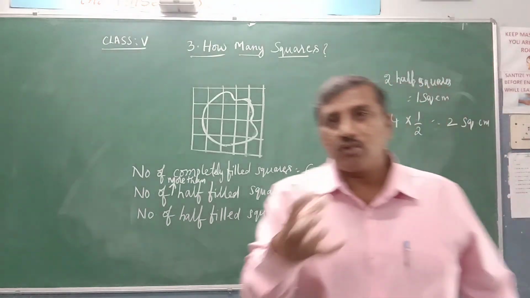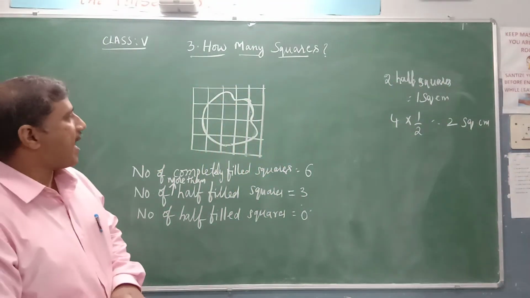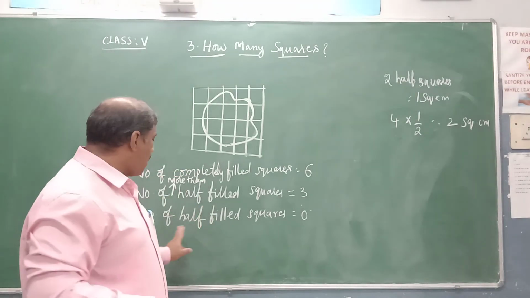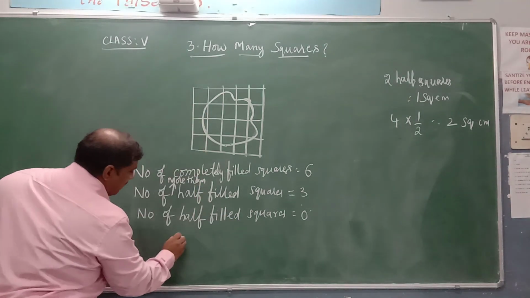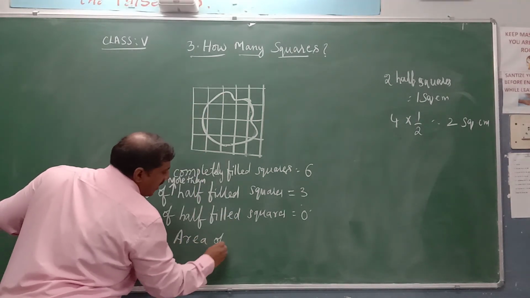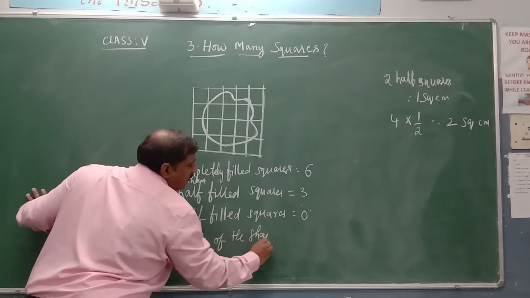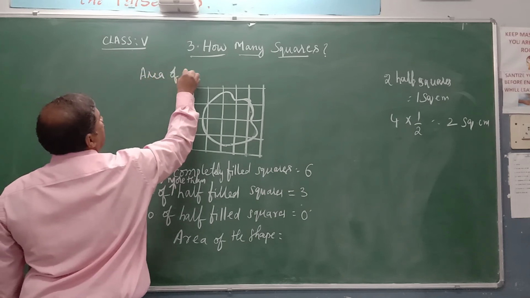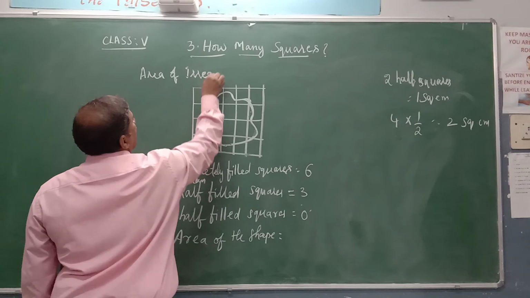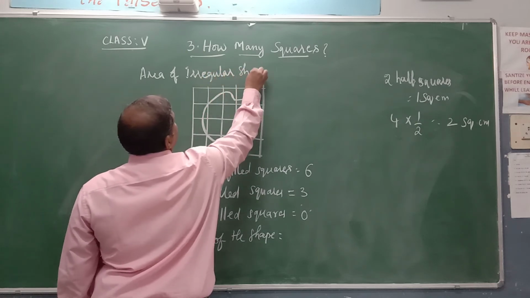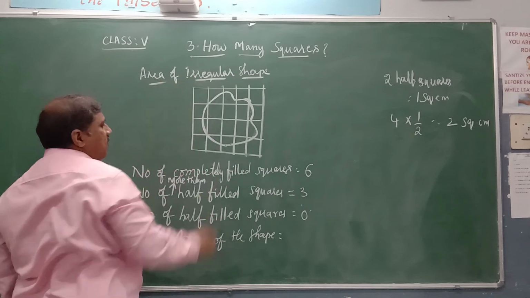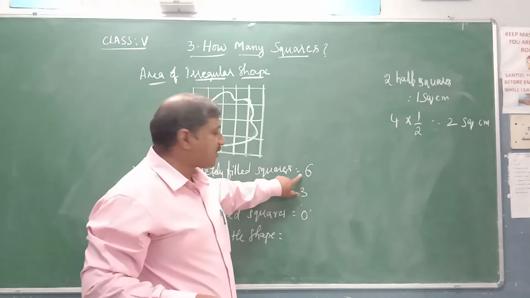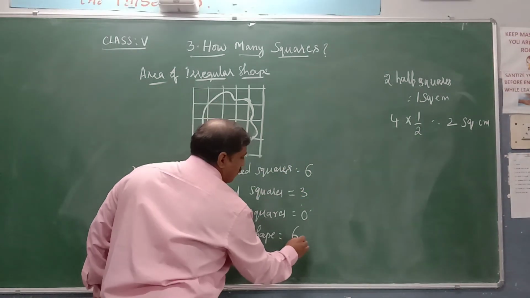Like this, we have to find the area of all kinds of squares: completely filled squares, more than half filled squares, equal to half filled squares. Now, the area of the shape is equal to the area of what in the shape? It is an irregular shape. Area of irregular shape. I said each completely filled square is 1 square centimeter. So 6 squares are there. Therefore, its area is 6 square centimeters.